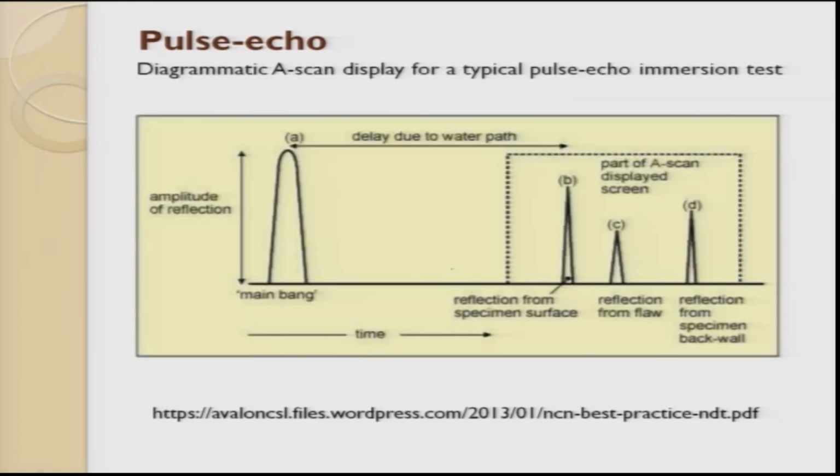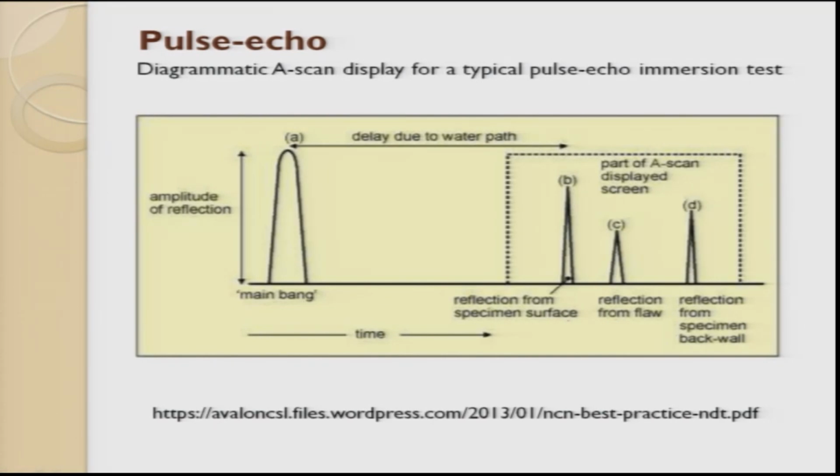The signal looks like this. Here is the amplitude of the signal, and here is the time. Whatever distance I said can be converted into time. You see here there is a main bang, and then there is a delay due to the water path. What is a water path? The water path is the couplant which I was talking to you about.